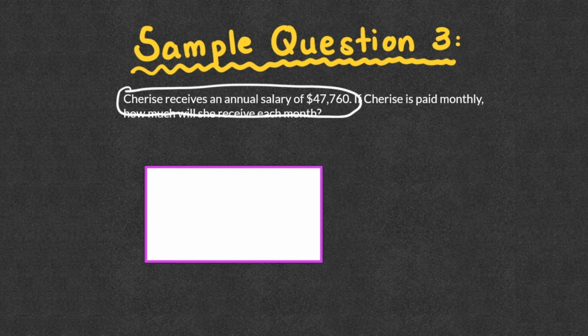It doesn't say at all that she's getting any more, so we know that the total of the whole thing is $47,760. And I'm just going to model showing that that's the total. How do we know it's the total? Because you know how salaries work, that's the most amount you're going to get for that whole entire year. We're not going to end up with a number larger than that.